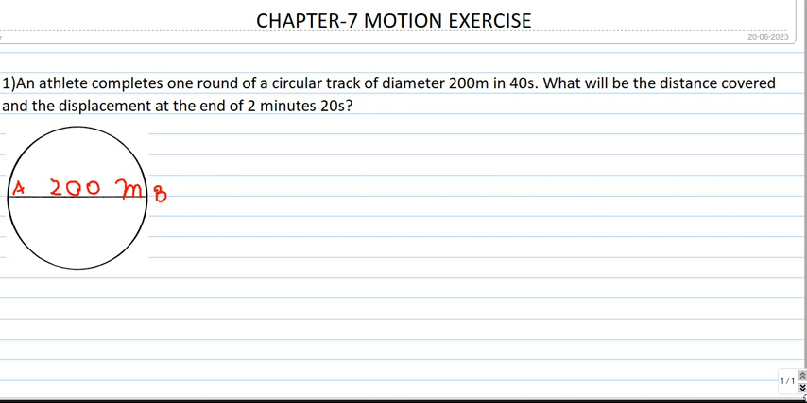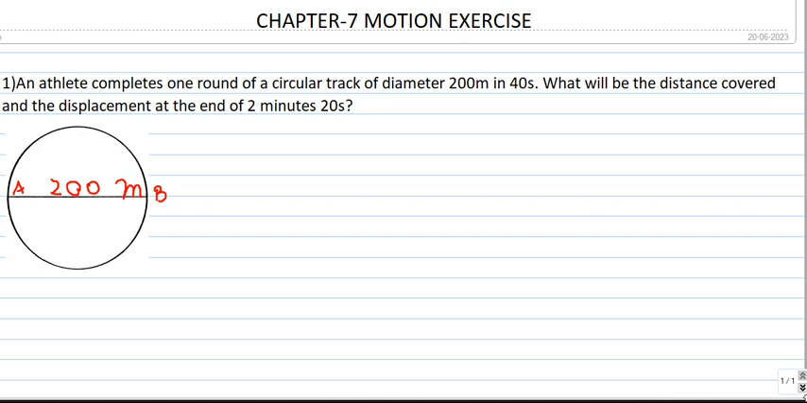So far in the previous videos, we saw book sums from class 9 NCERT textbook, chapter 7 motion. In this video, we will see the first 5 sums given in the book back exercise, page number 85. This is the first sum. We'll go through the sum first.